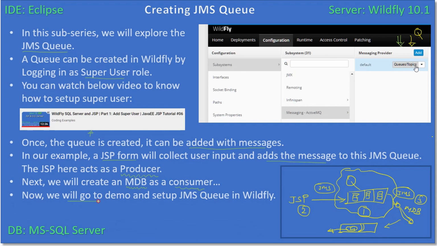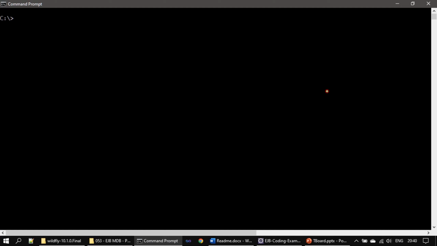Now we will go to demo and set up the JMS queue in Wildfly. Here a command prompt was opened. So app server is there on D drive. So I'm going to D drive. This is the location of my app server.